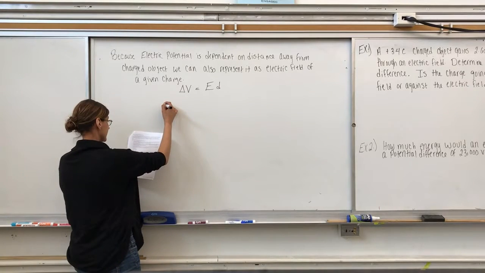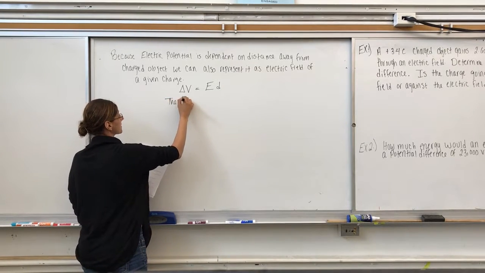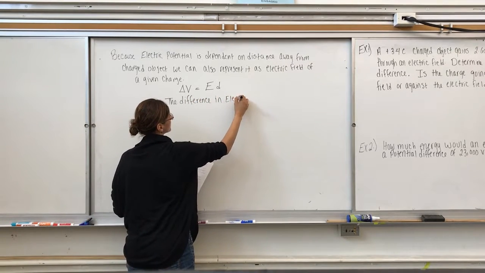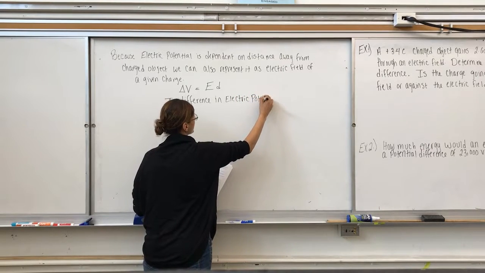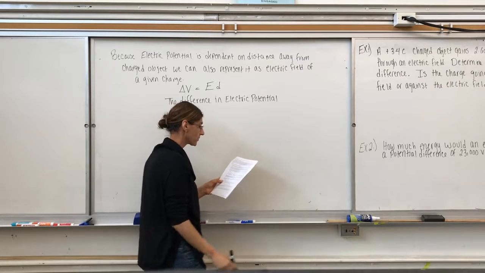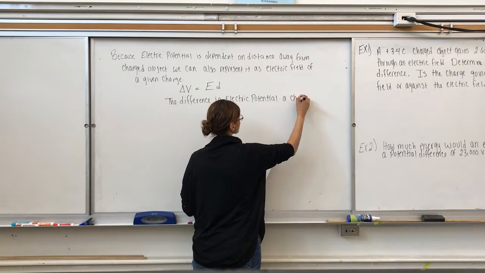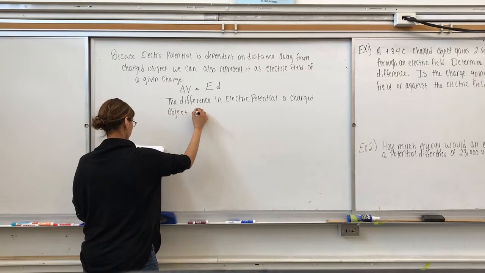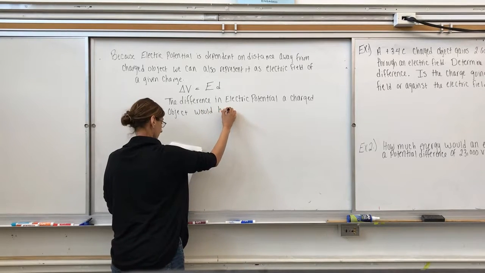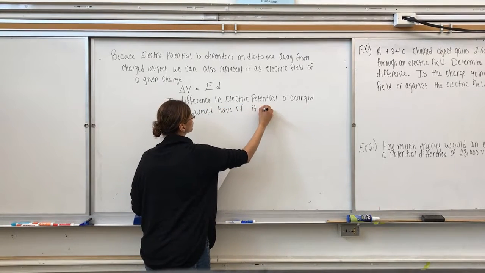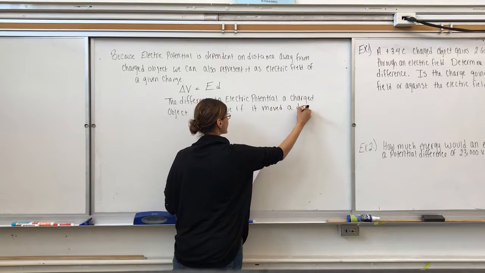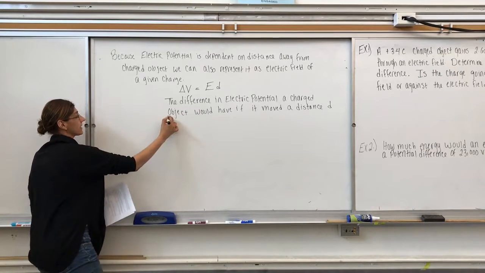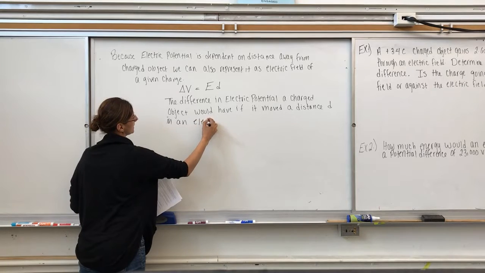So this is the difference in electric potential. Remember, that's the energy. The difference in electric potential a charged object would have if it moved a distance d in an electric field E.